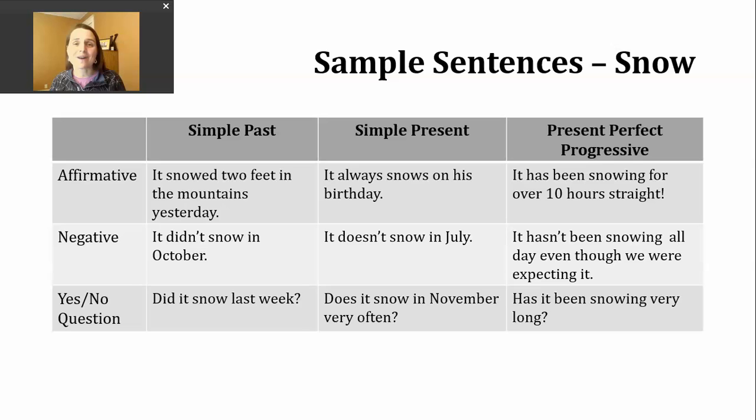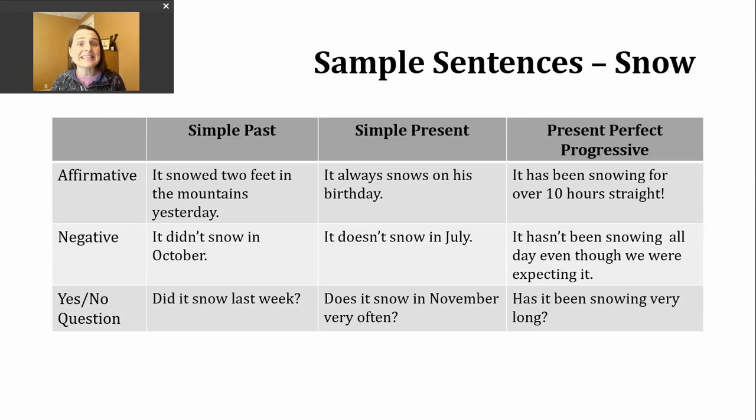But no matter what our subject is, we are going to use the ed form of our verb in the affirmative only, in the simple past tense. So let's take a look at that. It snowed 2 feet in the mountains yesterday. So again, we have this known time period, yesterday, right? And now we know kind of a quantity of snow. If I want to make a negative sentence in the simple past tense, I'm going to use did not and then the base verb.